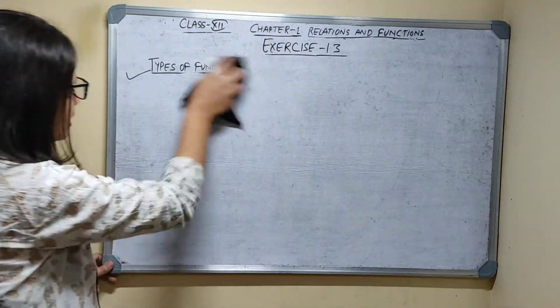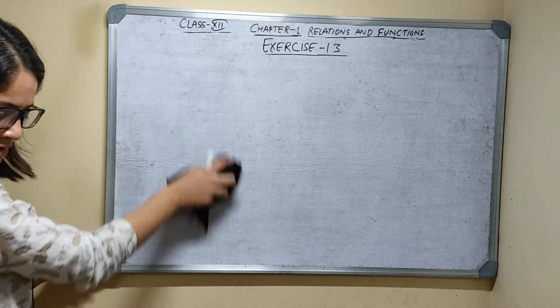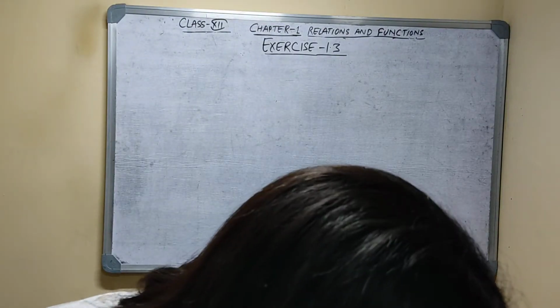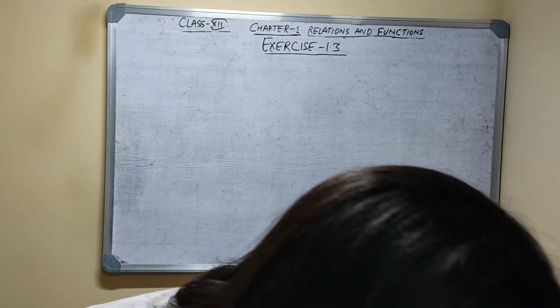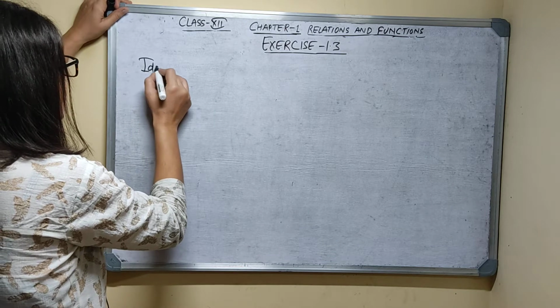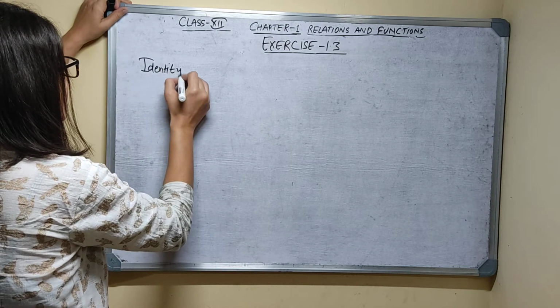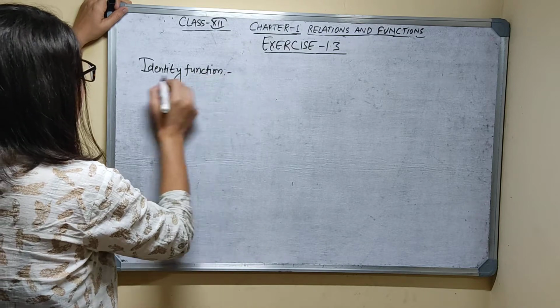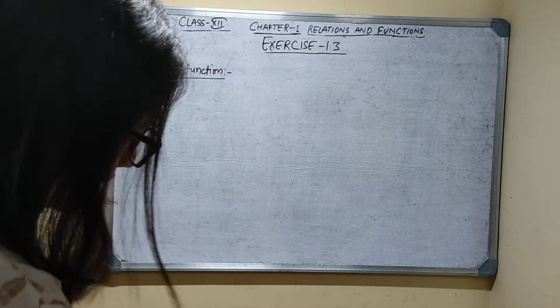Now one more thing we learn. These were important types of functions. Now we have to learn the identity function. What do you mean by identity function?